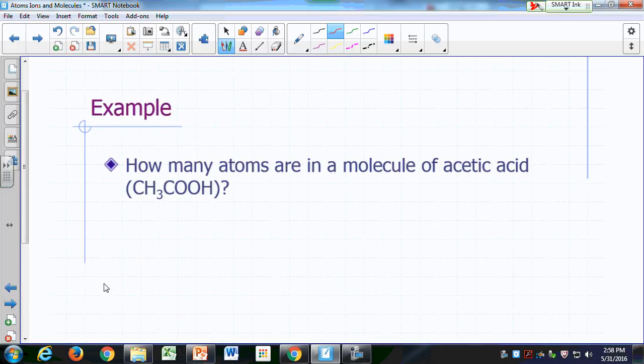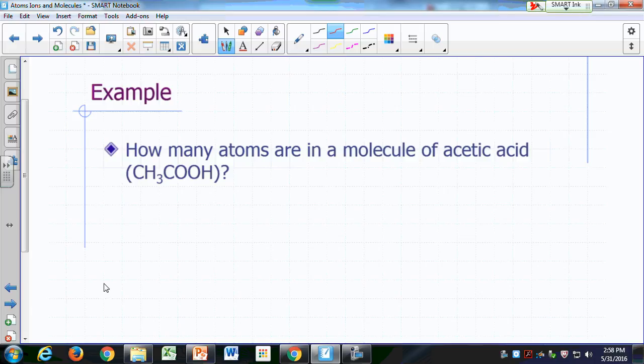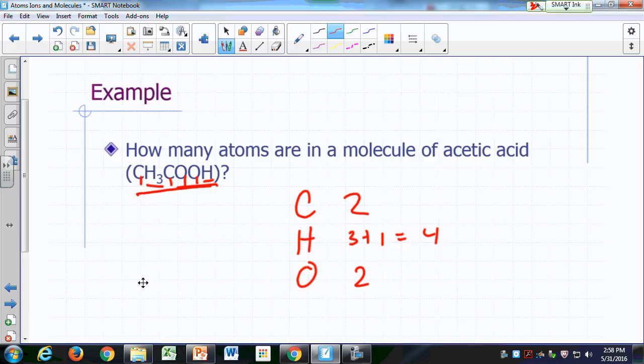It could be more. Acetic acid, that's the molecule that's responsible for the sour taste of vinegar, has this formula, CH3COOH. How many atoms are in a molecule of acetic acid? 8. Okay, how many carbons do you have? 1 and 1, so that's 2 carbons. How many hydrogens? 4. 3 and 1. Remember, unwritten subscript is 1, so that's 3 plus 1, that's 4. O1, O1, so that's oxygen, there's 2 oxygen. 2 plus 4 plus 2 is 8. Okay?